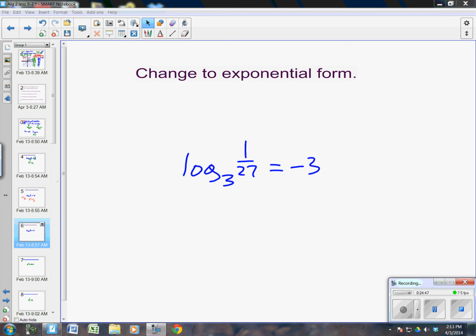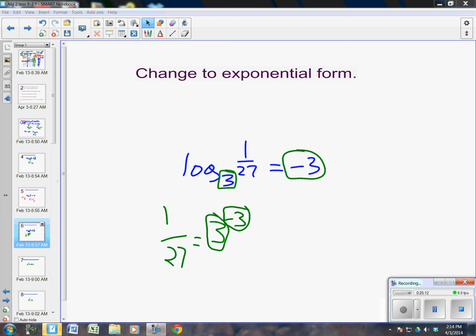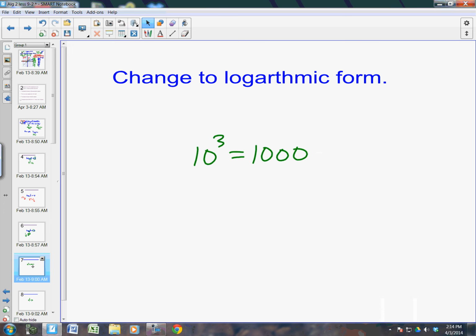Okay, Michaela, what'd you guys get? Say that again. Okay, 1 over 27 equals 3 to the negative 3. One more time, you guys. The base of the logarithm is the base of the exponent. The number by itself is the exponent, right? And then the other number goes by itself on that side. 1/27. Good.